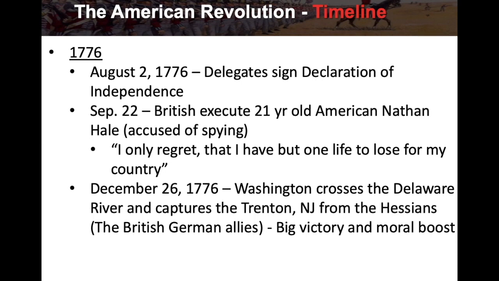December 26, 1776, Washington crosses the Delaware River and captures Trenton, New Jersey, from the Hessians. And the Hessians were German allies to the British. So the Germans were there, and Washington crosses the Delaware River and captures Trenton, New Jersey. And this was a big victory for the colonists, a big morale boost for the colonists, because there were some other things that were taking place.